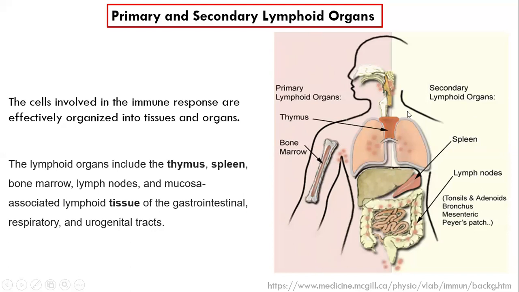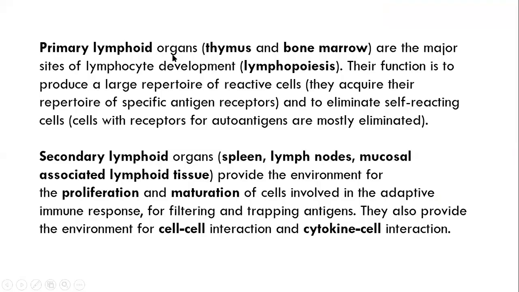So why do you call them primary and secondary? Because it is based on the origin of the cells and the functionality of the cells: which organ is important for the origin and production of the cell, and which is important for the circulation and other aspects that you can discuss here. Primary lymphoid organs, thymus and bone marrow, are the major sites of lymphocyte development. That is the origin and development of the lymphocytes through a process called lymphopoiesis. Their function is to produce a repertoire of reactive cells, which we will discuss in the next few slides. And also to protect against self-reacting cells, that means autoantigens, which we will see. So basically their important function is lymphopoiesis, lymphocyte development.